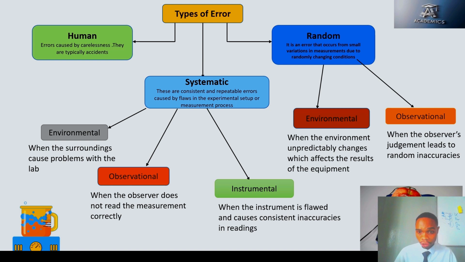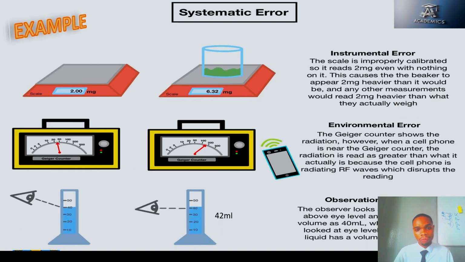It depends on the condition. That's why sometimes it's advisable to change lab and use another lab to see whether you get the same result. So, an example of systematic error: look at this measurement. Even when there's nothing here, it's still reading 2.0 milligram. Such an instrument will add more to the value instead of giving the right value.